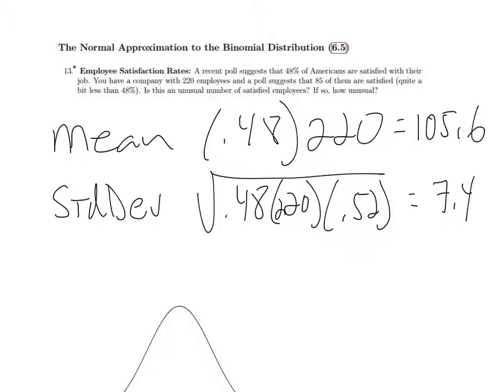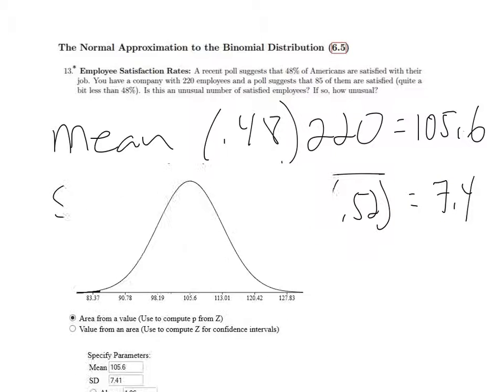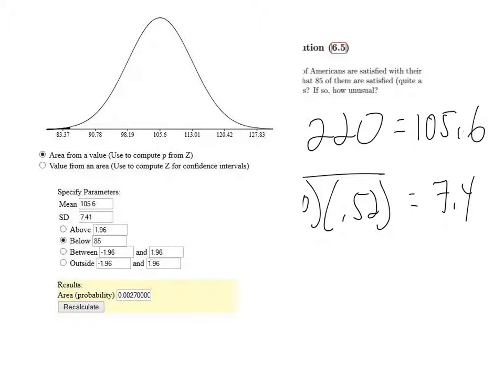And so then I said, in a sample of 220 employees, is getting a sample of 85 that are satisfied an unusual number? So I calculated the mean and the standard deviation. I threw in this normal curve applet where I used the mean and the standard deviation. And then I said below 85, and notice it's way down here in the left end. Of course, he kind of tells us in the problem that it's pretty different. So it's way down here, so the chance of that happening is pretty small.